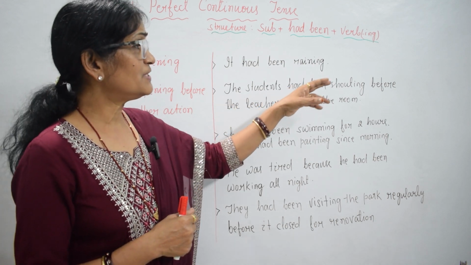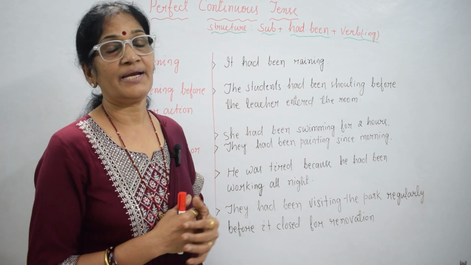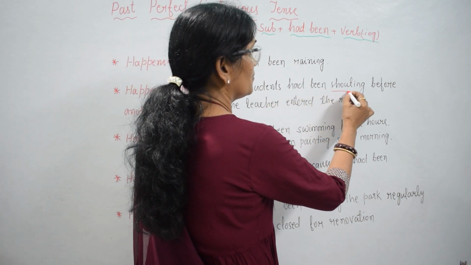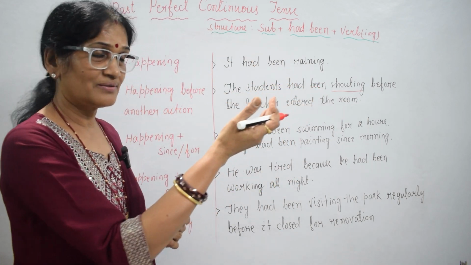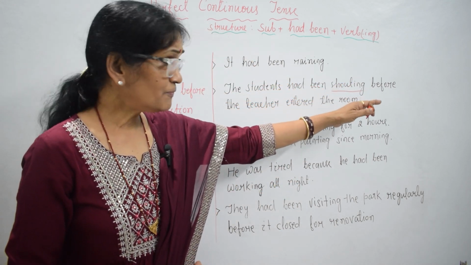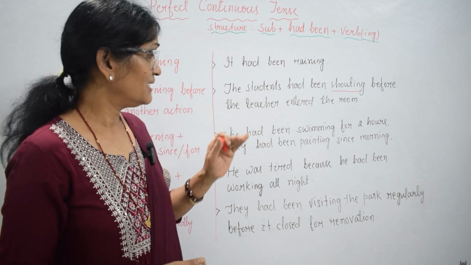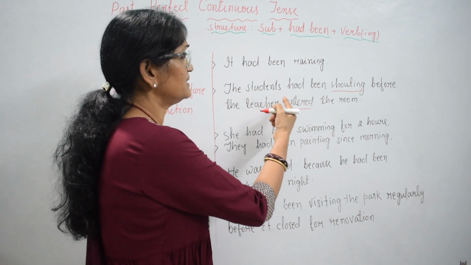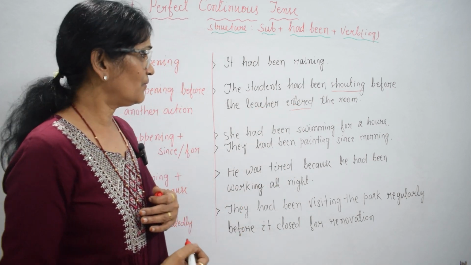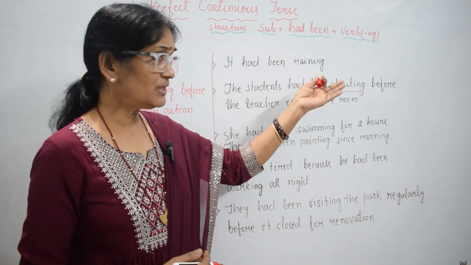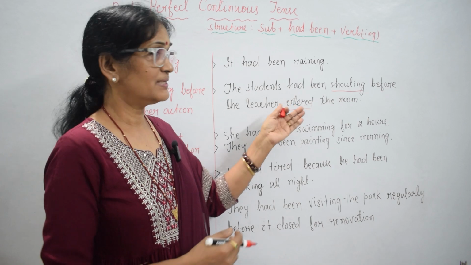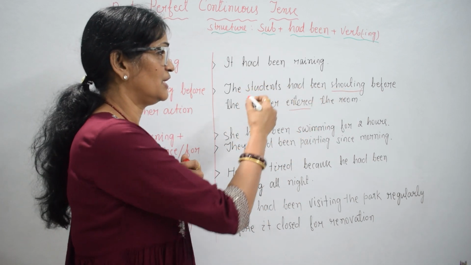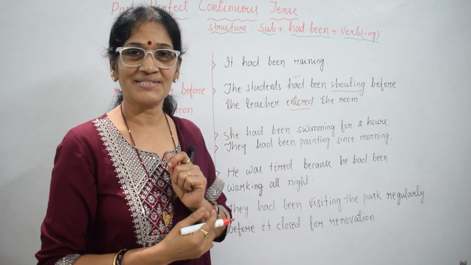The students had been shouting before the teacher entered the room. The action was going on, shouting. This action was going on, had been shouting, before another action happened. Next action, what happened? Teacher's entry. The teacher entered. Okay, the students had been shouting before the teacher entered. This action was going on before another action happened. There you use past perfect continuous tense.